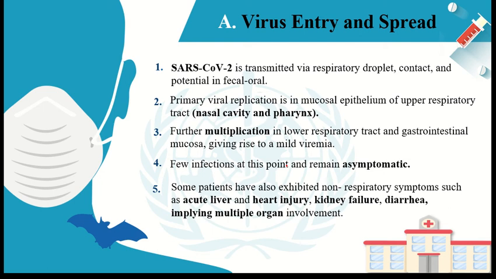SARS-CoV-2 is transmitted via respiratory droplets, contact, and potentially fecal-oral. Primary viral replication is in the mucosal epithelium of the upper respiratory tract, nasal cavity, and pharynx. Further multiplication in the lower respiratory tract and gastrointestinal mucosa gives rise to a mild viremia. Viremia is the viral infection. When viral infection is in the blood, it's termed viremia. Few infections at this point remain asymptomatic, meaning symptomless. Some patients have also exhibited non-respiratory symptoms such as acute liver and heart injury, kidney failure, and diarrhea, implying multiple organ involvement.